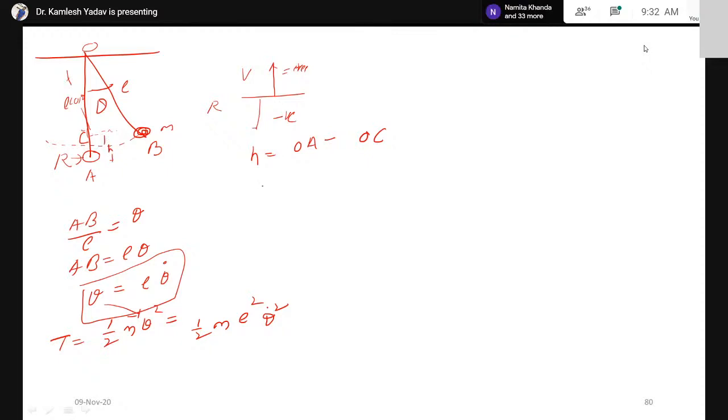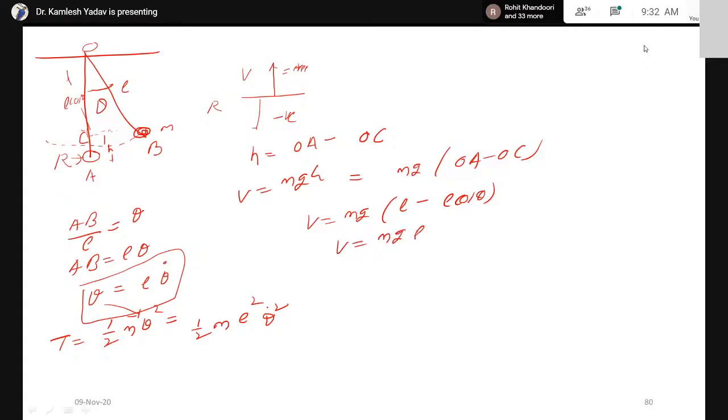Then potential energy will be equal to mgh. Therefore, V is equal to mgh, or it can be written as mg times OA minus OC. OA is the total length of the string and OC is equal to L cos theta. Therefore, potential energy is equal to mgl times 1 minus cos theta.